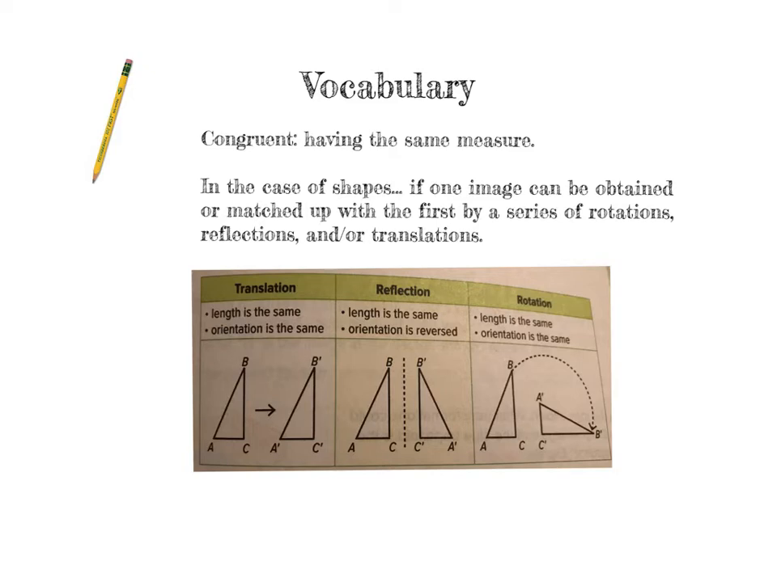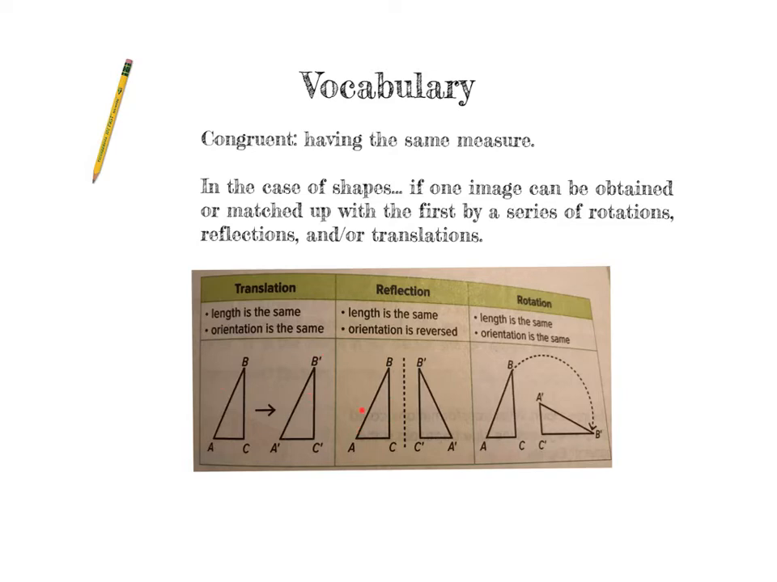In the case of shapes, if one image can be obtained by matching up the first image by a series of rotations, reflections, or translations, that means that the two shapes are congruent. For instance, these two triangles that are being translated, triangle ABC is congruent to the image ABC because all I did was take this shape and shift it over. It would match exactly on this one.